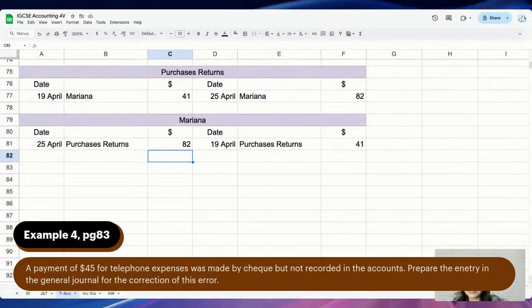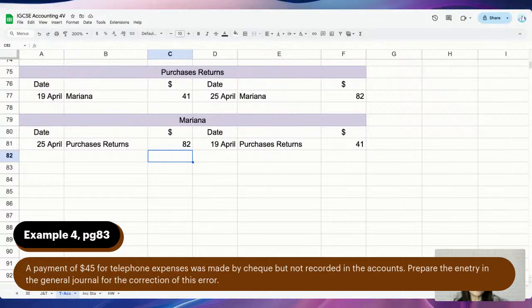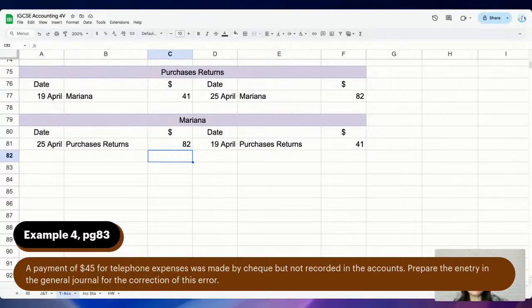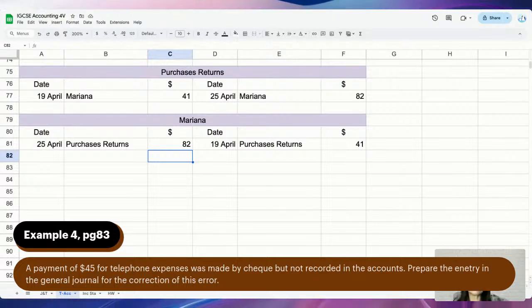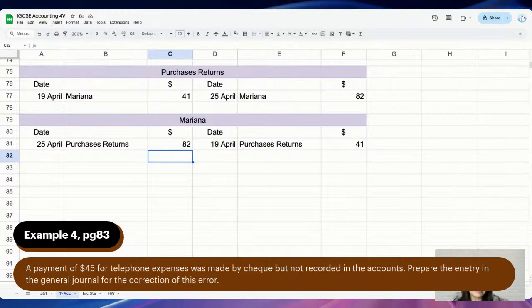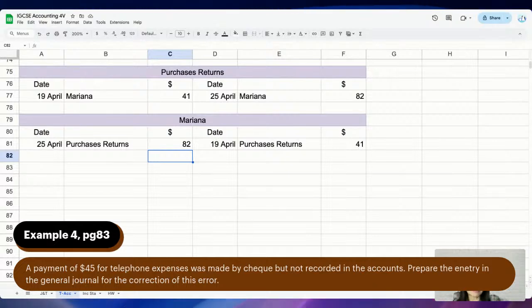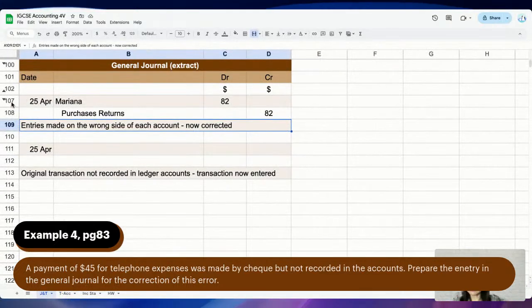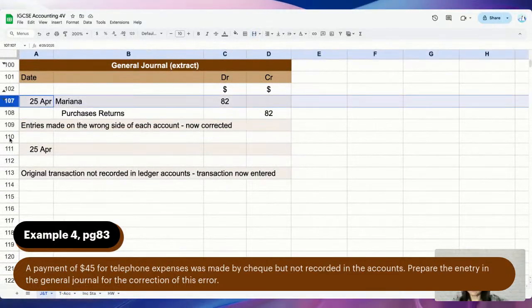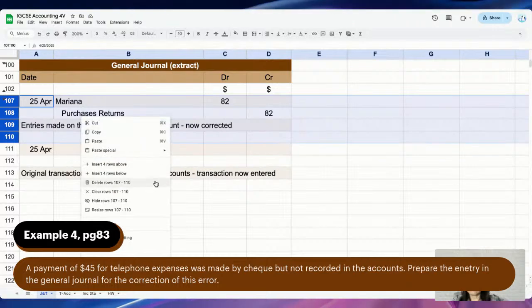So this error is omission, because there is no entry. That's why the trial balance is still balanced and correct, because we totally missed out this particular transaction. Please prepare the entry in the general journal to correct this error. In this case, it only says that we do the entries in the general journal, no need to do the double entry side. So let's do this exercise by going to the general journal. Again, I hide this also to avoid confusion.